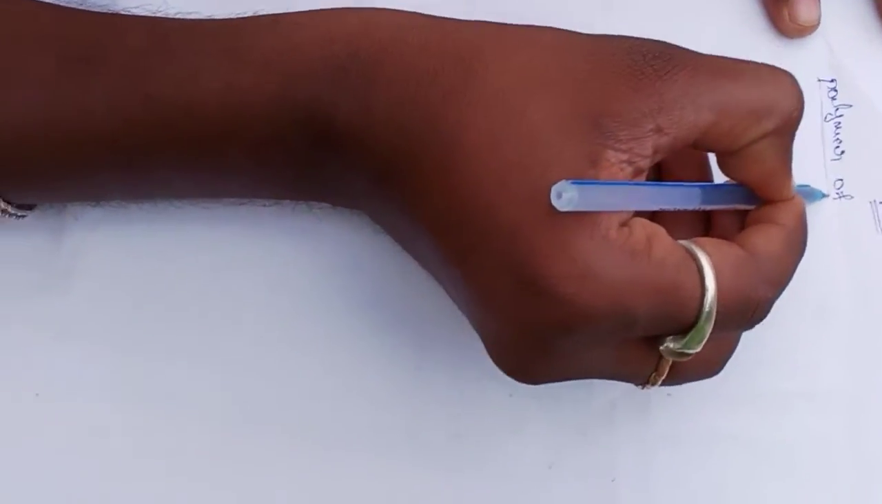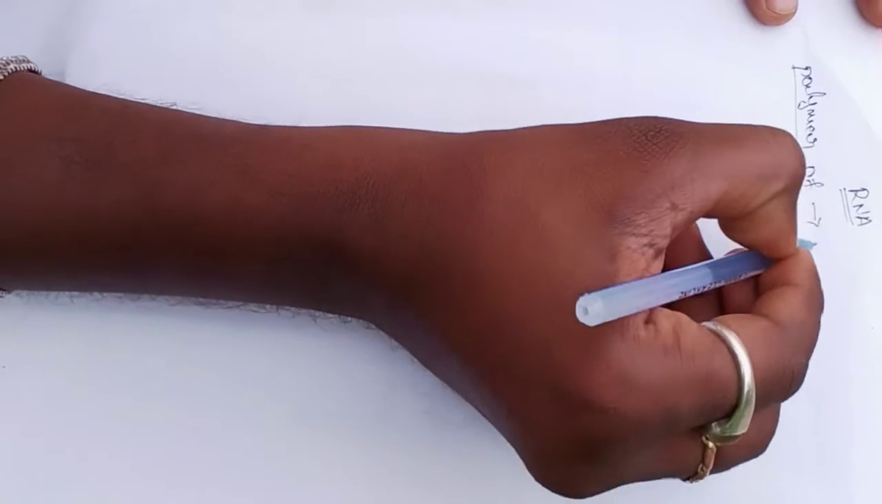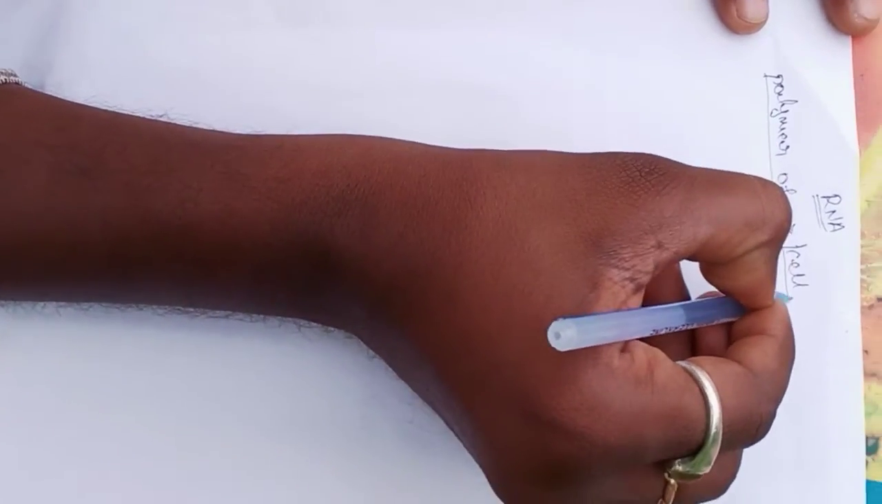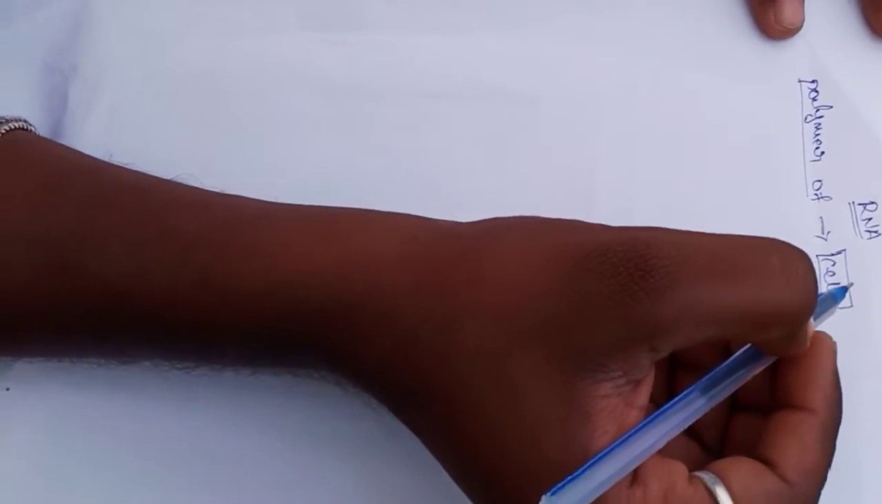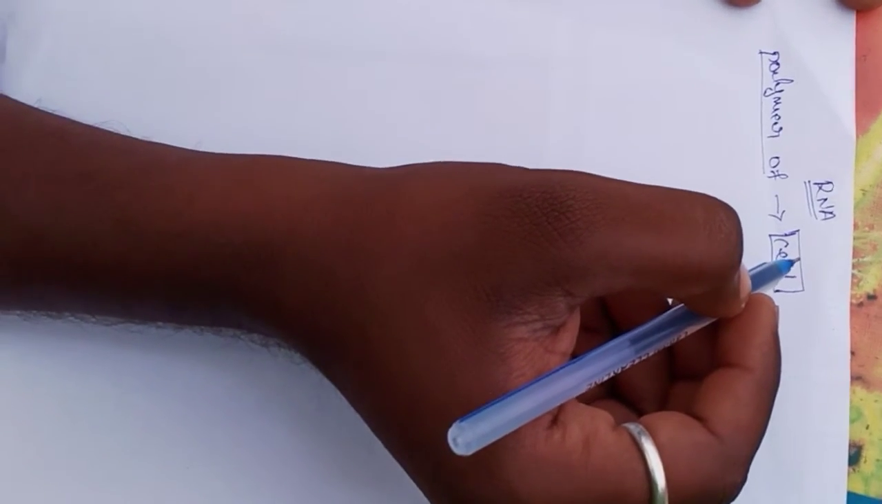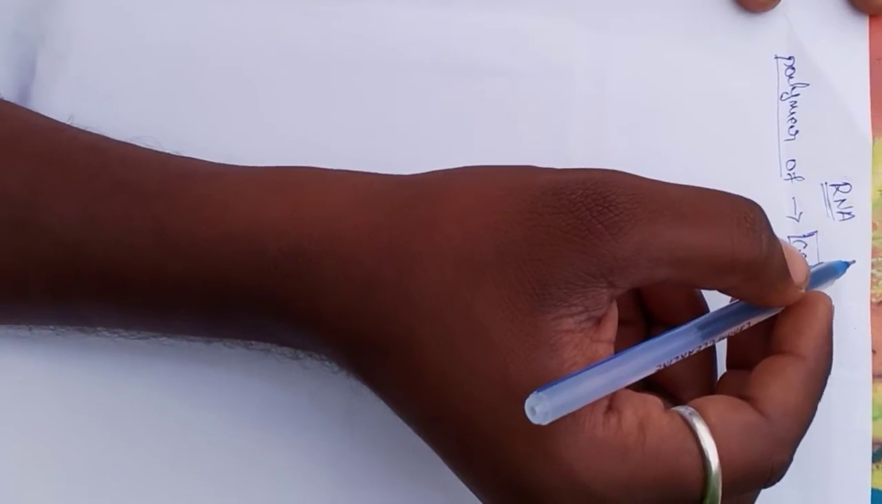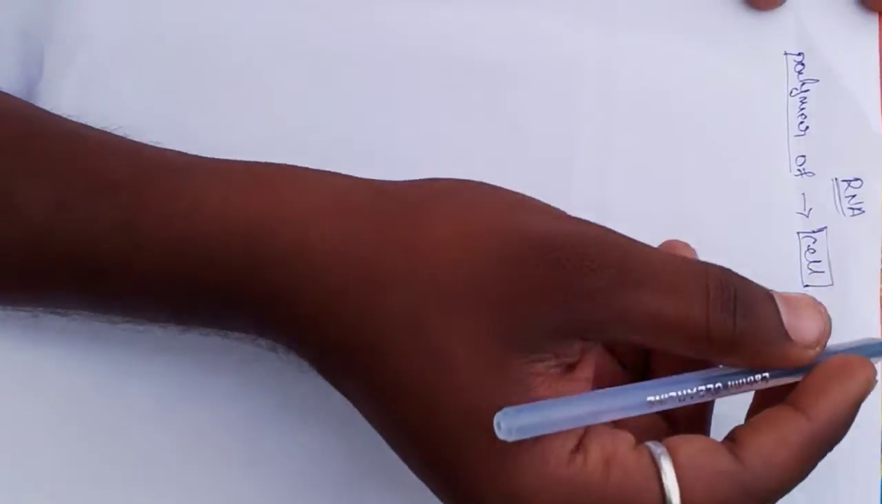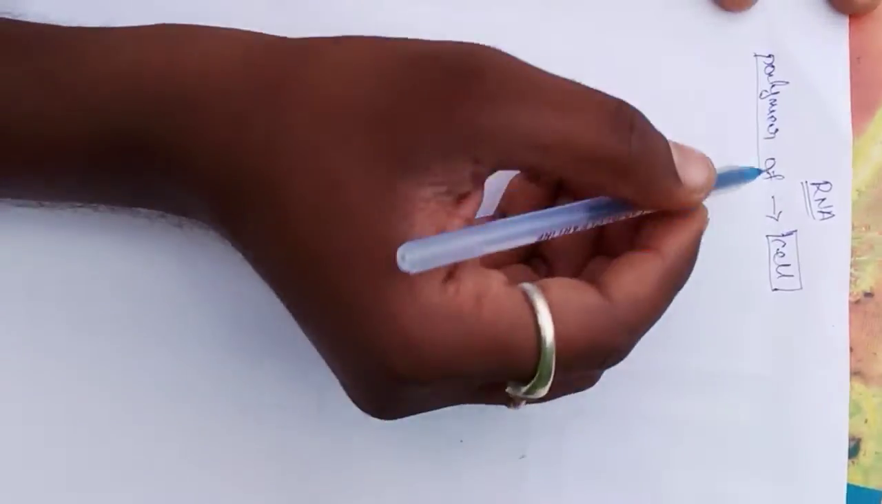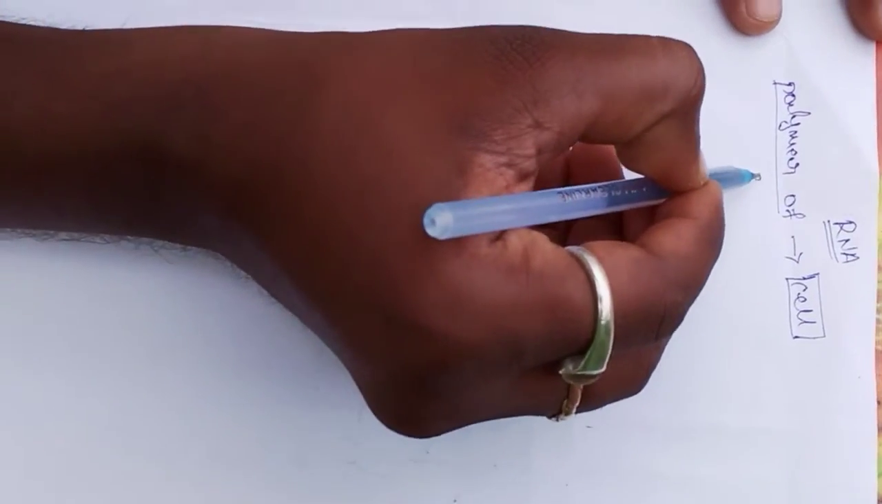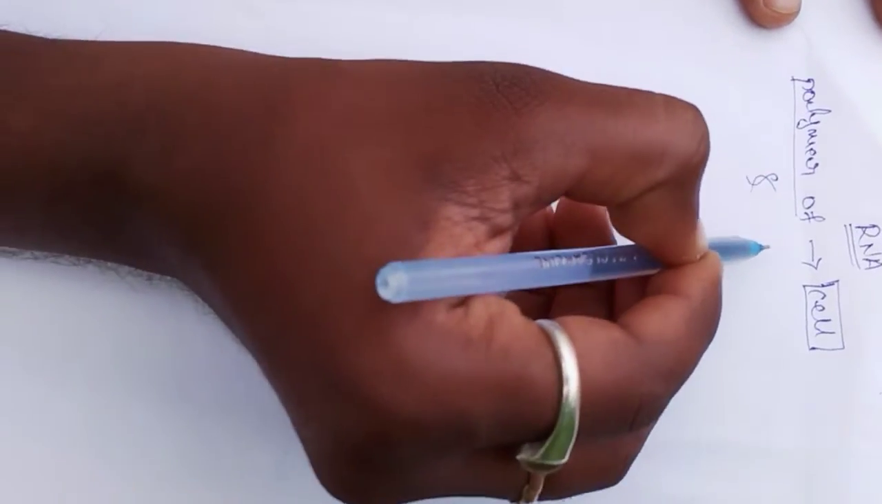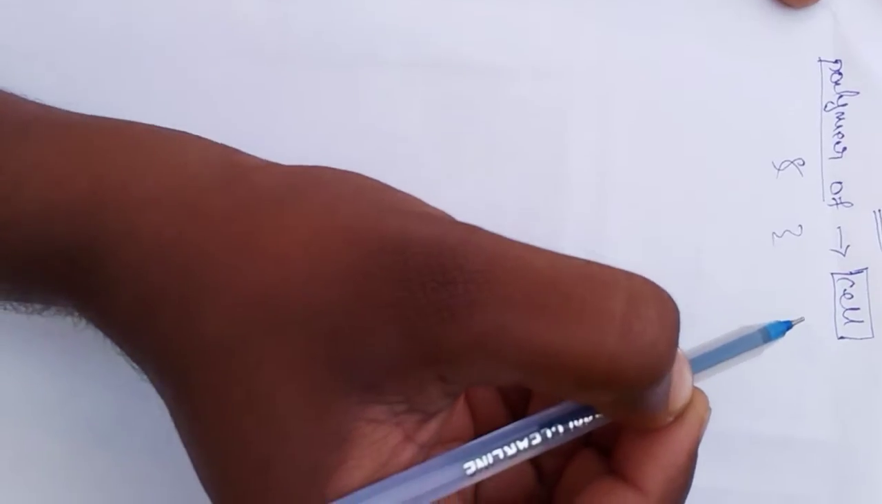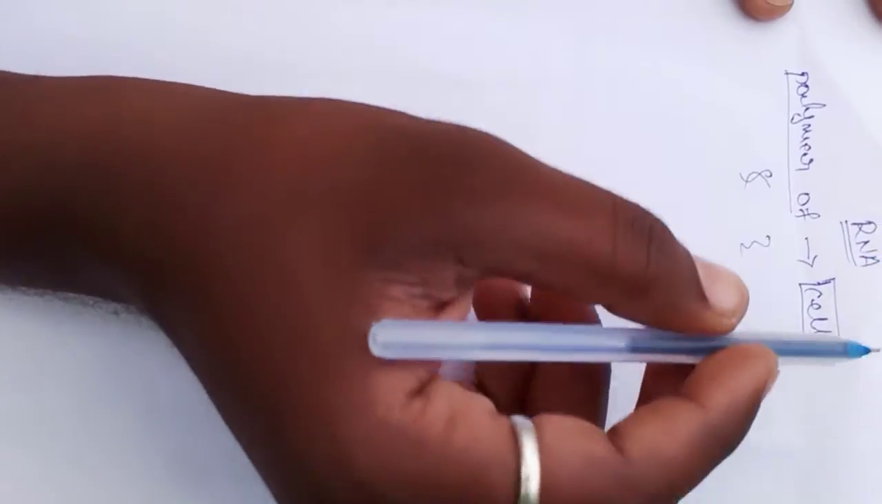The DNA is present in the cell, and the RNA is also present in the cell, especially in the nuclei. The nuclei contain the DNA and RNA. The DNA and RNA contain the genetic information. So what is the main difference between DNA and RNA? Structurally, DNA contains a double helical structure, while RNA contains only a single helical structure. That is the main difference between DNA and RNA.